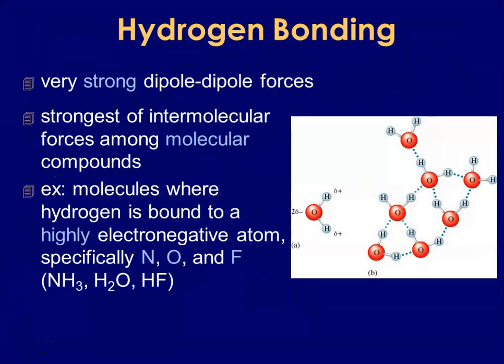Hydrogen bonds are a specific type of dipole-dipole force. So this is not going to apply to every polar molecule, but only those that contain the electronegative atoms N, O, or F. And to have hydrogen bonding occur, hydrogen has to be bonded to one of those electronegative atoms. So molecules that have hydrogen bonding are going to have the strongest type of intermolecular force that we see among our molecular substances. Examples there include NH3, H2O, and HF.